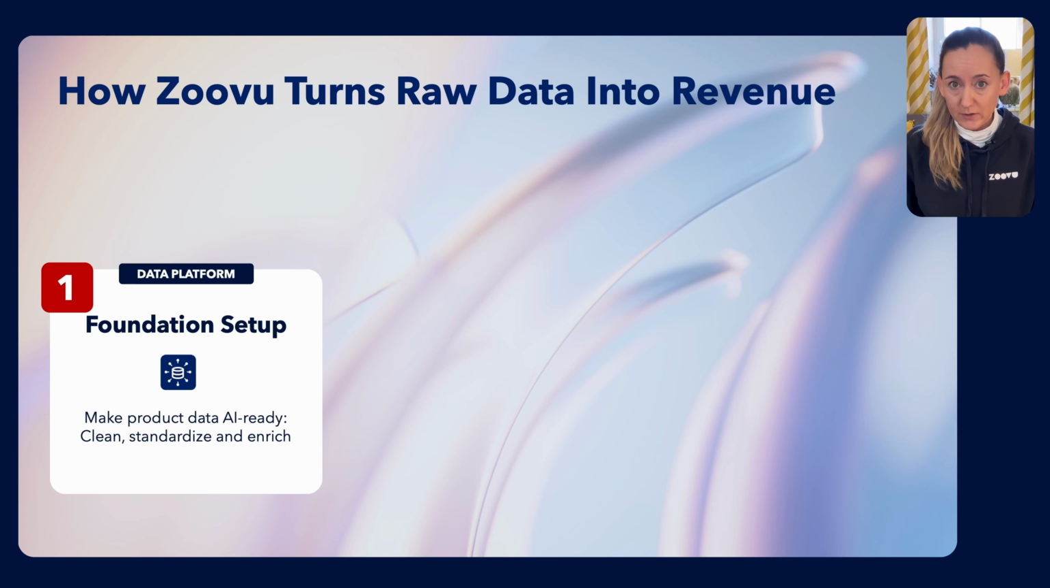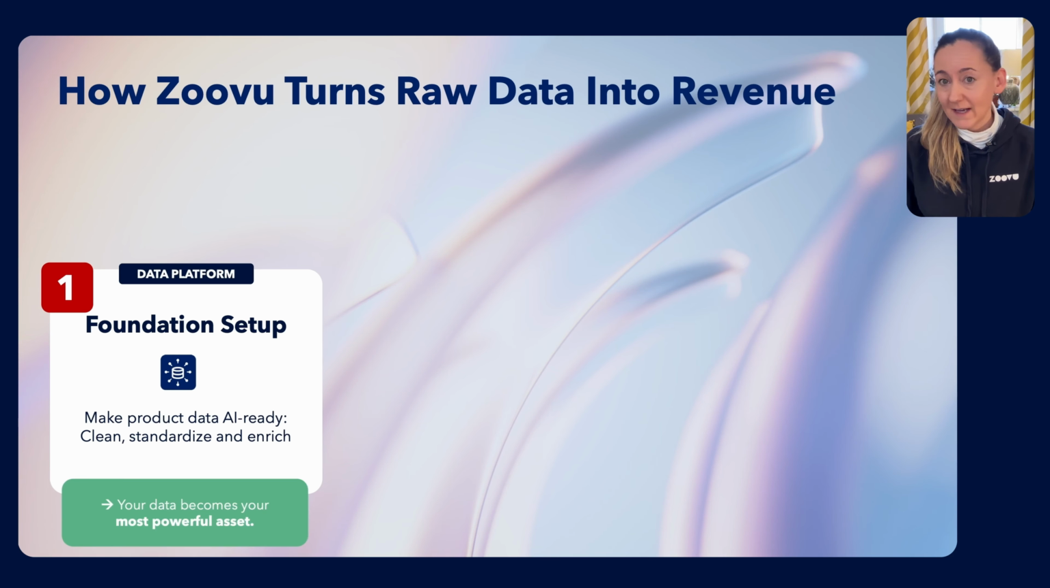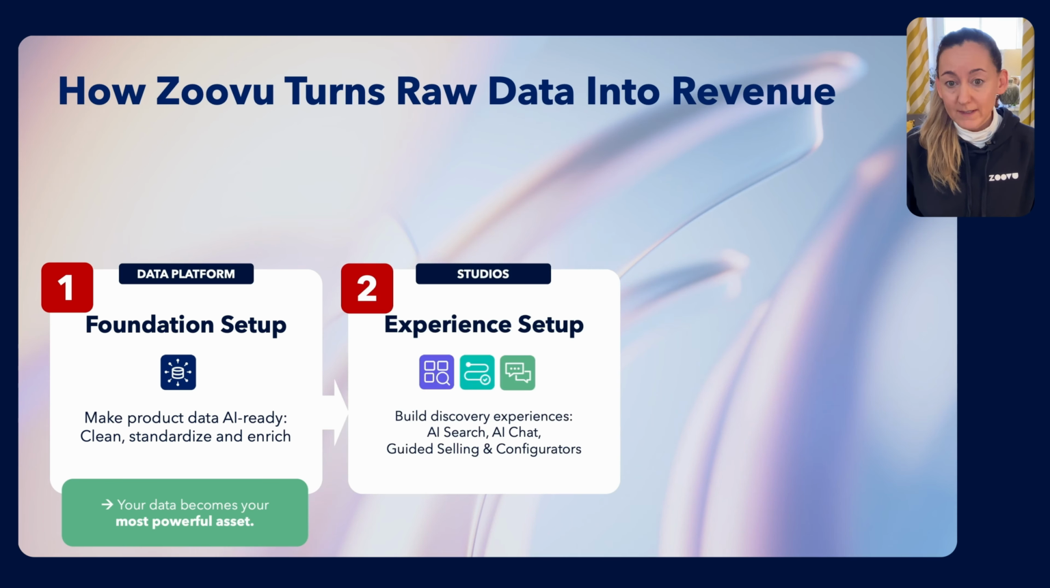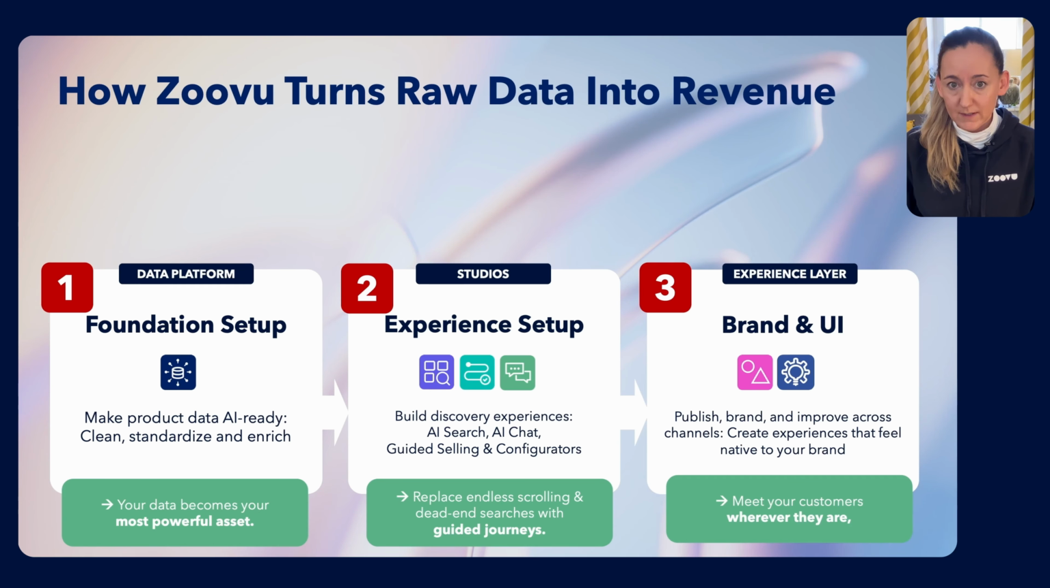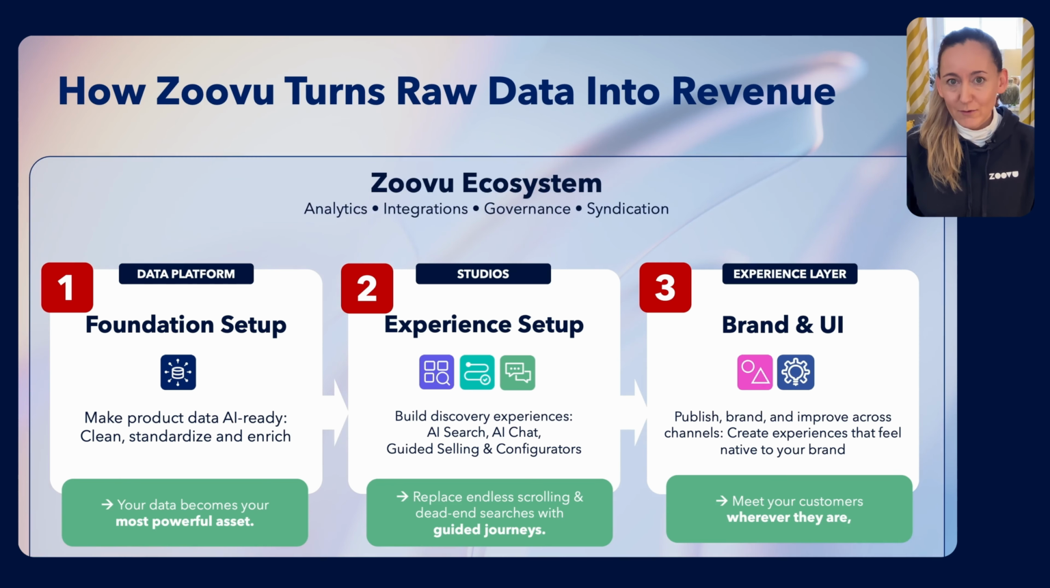First, you build the foundation with data platform. This is mission critical. Here we make your data AI ready, cleaned, standardized, enriched. Then you can build and manage experiences in the studios. And finally, you brand, publish, and distribute your experiences. Around those 3 layers sits the Zoovu ecosystem: analytics, integrations, APIs, MCP syndication. This whole ecosystem powers scalable deployments, measurement, and secure governance across all channels.